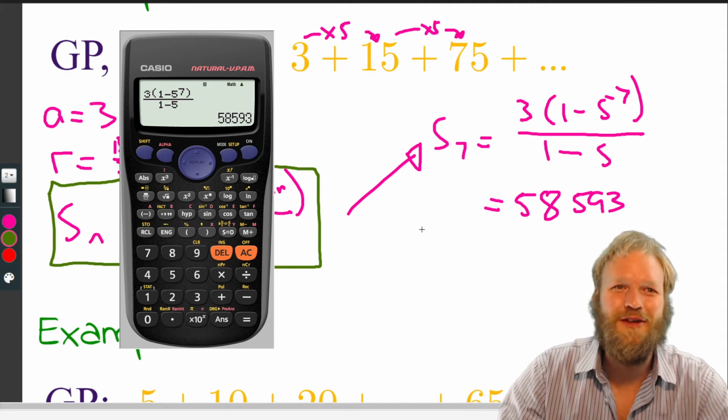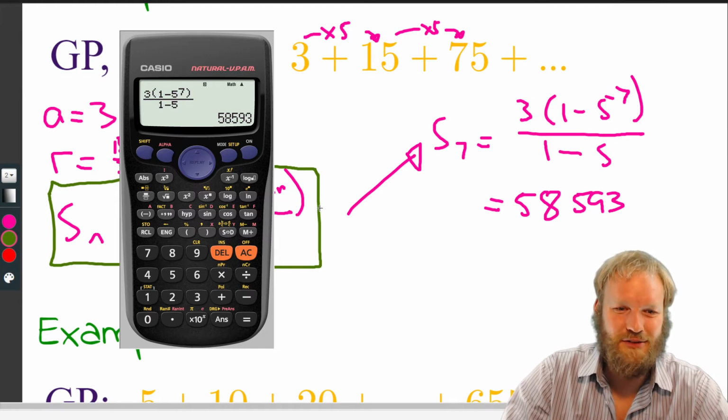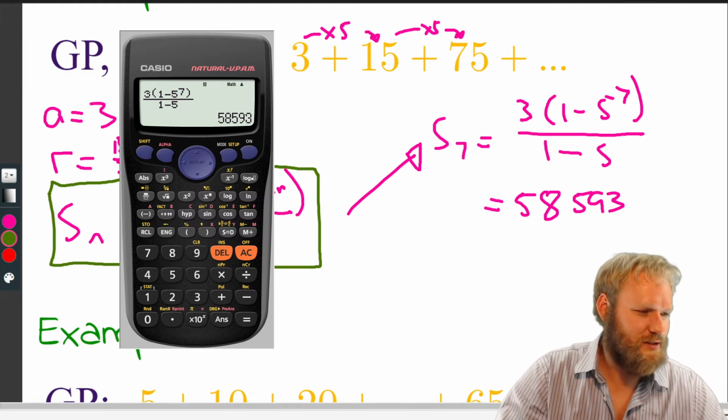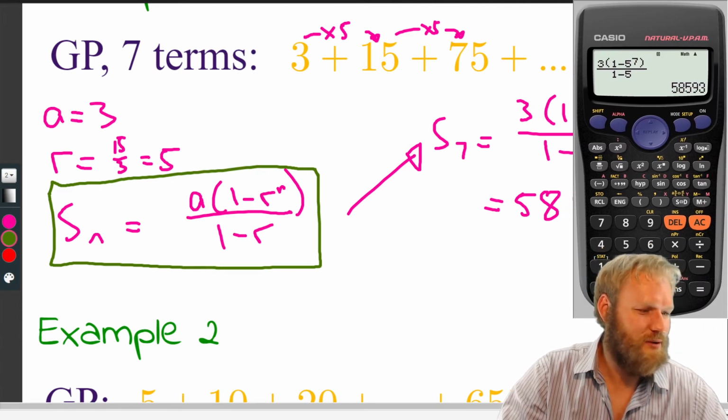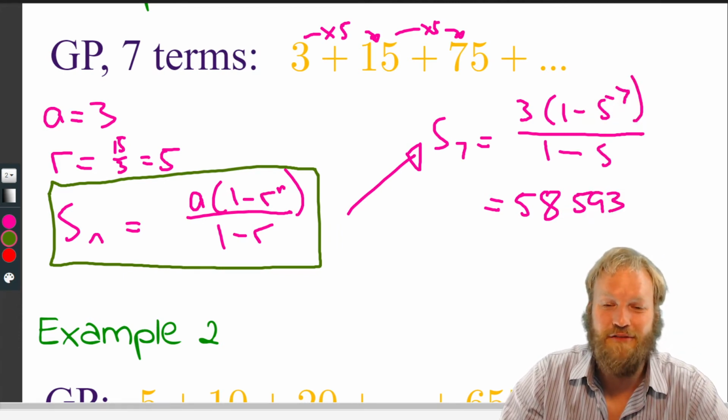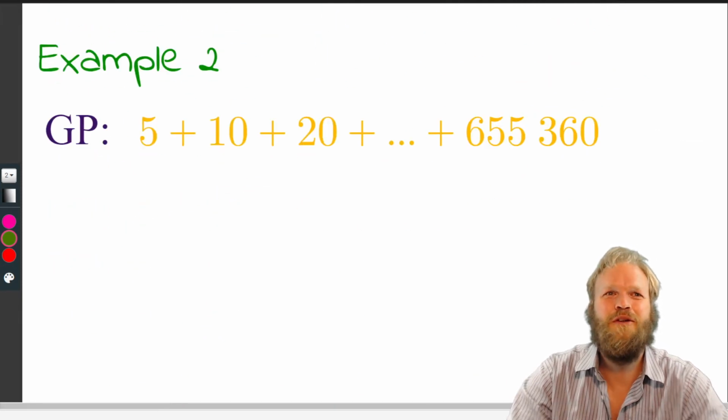Okay, let's run through another couple of examples. And wait a second, this calculator is now in the way. Let's put it back up there. Move it out the way. Right, so we plugged in the values. Okay, let's go down. Example 2.